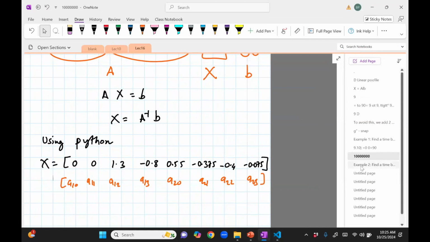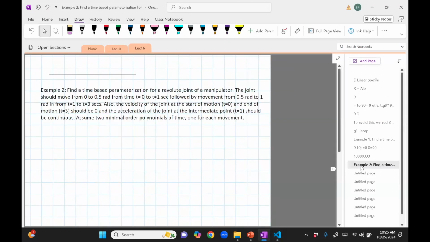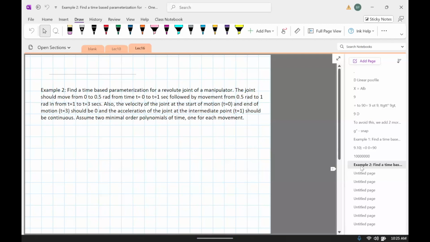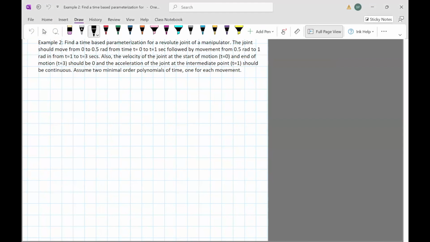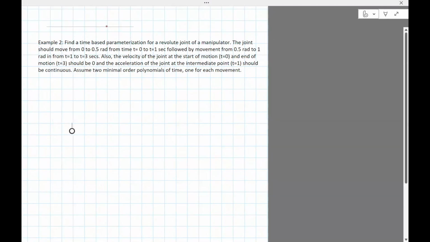I'll leave a big chunk of it for you. So I'll set up the equations, but I'll leave it to you to solve it, and I'll give you the code which is used, and we'll look at what it looks like. So here is example 2. It's based on the first one, as you'll see.